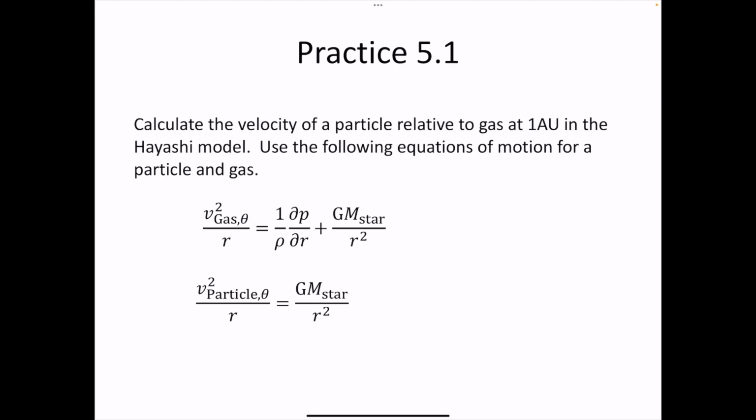So in this practice, calculate the velocity of a particle relative to gas at 1 AU in the Hayashi model. Use the following equations of motion for a particle and gas. The first equation is for the motion of gas and the second is the equation of motion of the particles. The second equation is quite easy to solve, so we start with the second equation.